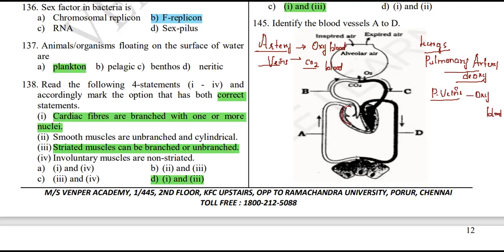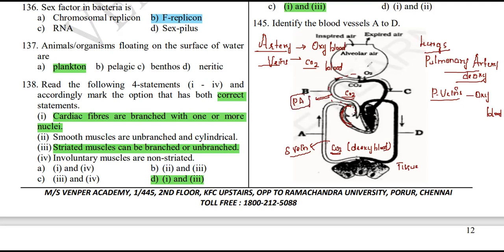There's a heart, and then this is a tissue, and the tissue gives carbon dioxide. So deoxygenated blood is coming from here, and it is carried to the heart by a vein, not by an artery, because systemic veins carry deoxygenated blood. So A is going to be the systemic vein. Now it reaches the heart, and from the heart the deoxygenated blood goes to the lung for oxygenation. The deoxygenated blood is carried by the pulmonary artery.